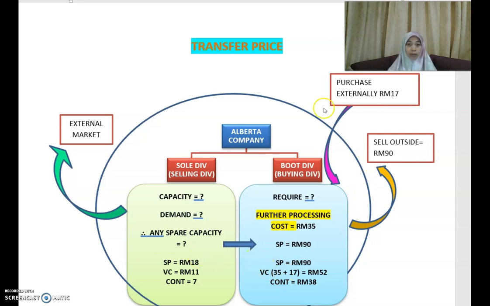But from the company's point of view, the internal transfer should take place because the cost to the company is only 11. The profit for the company as a whole will only be realized when boot division sells to the outside market. So that is the issue for the transfer price.